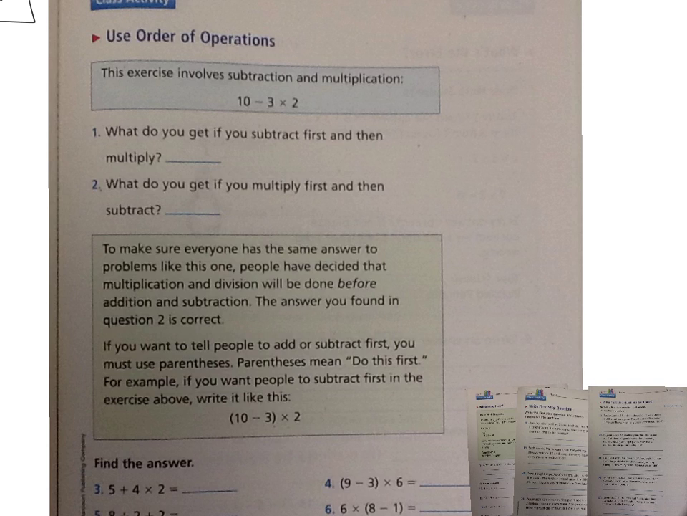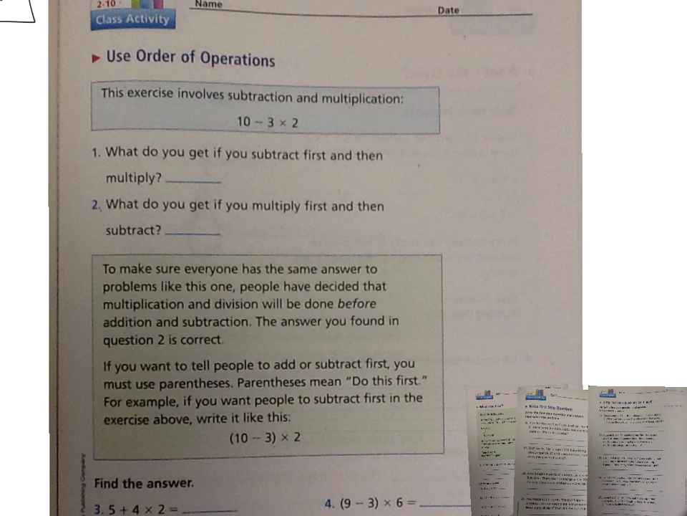What do you get if you subtract first, then multiply? Well, if you subtract first, you get 10 minus 3 is 7, times 2 is 14. What do you get if you multiply first? Well, if you multiply first, you get 3 times 2 is 6, then 10 minus 6 is 4.